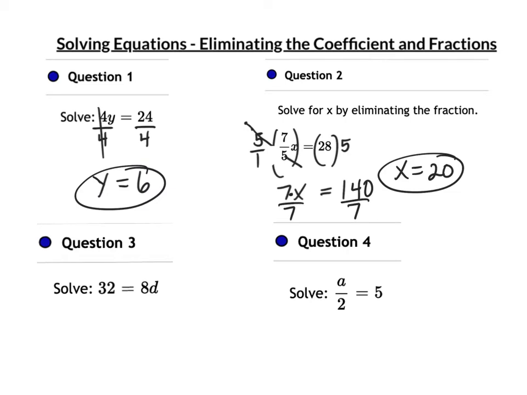Number 3, we're getting the variable by itself. We have to eliminate the 8 to get the variable by itself. Because that's 8 times d, we're going to use the inverse operation and divide. 32 divided by 8 is 4.